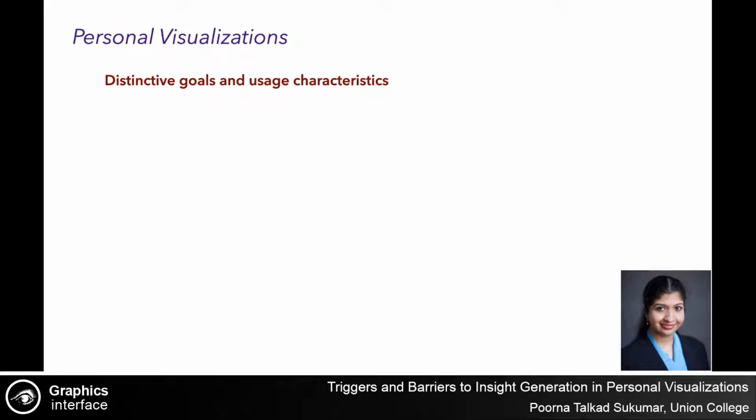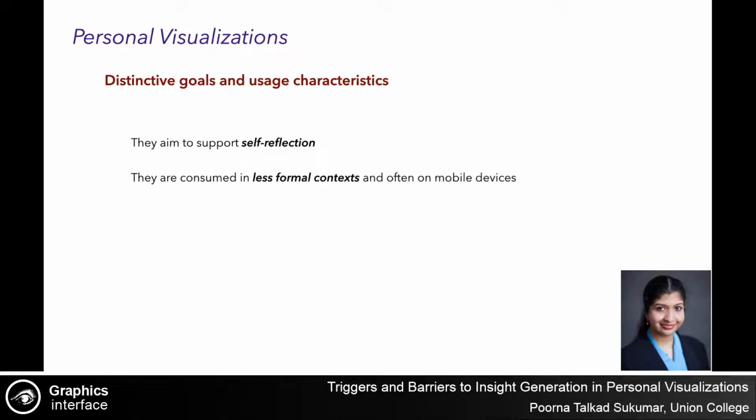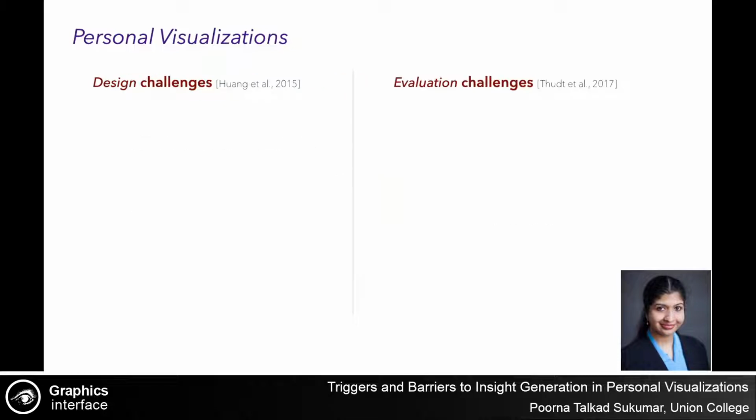Personal visualizations have distinctive goals and usage characteristics. They aim to support self-reflection. They are consumed in less formal contexts and often on mobile devices. And people have varying motivations, interests, and resources for interacting with their personal data. And these distinct characteristics give rise to a number of challenges for designing and evaluating personal visualizations.